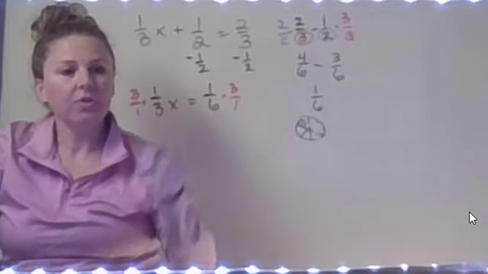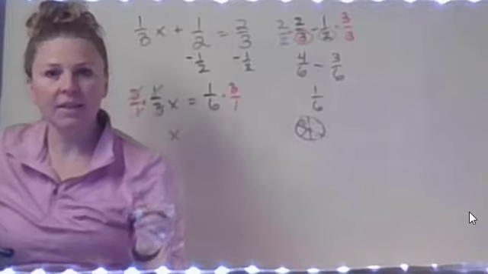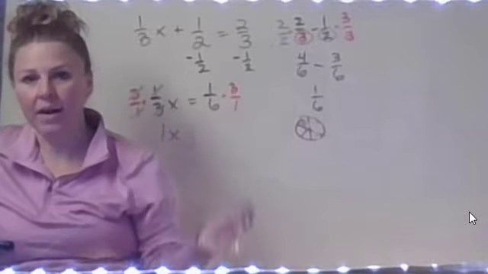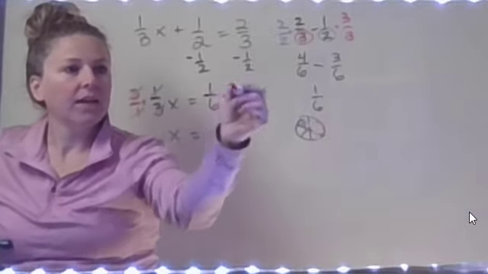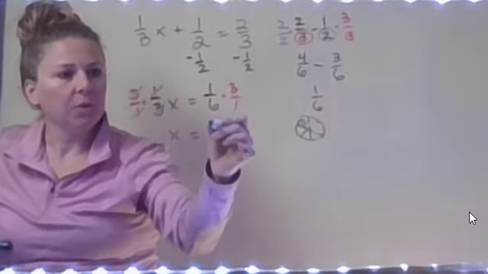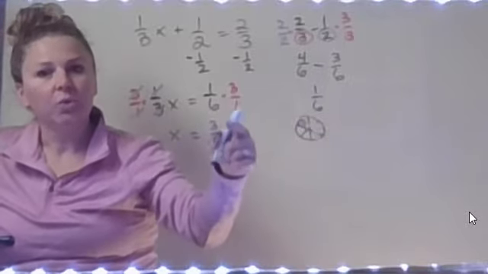So now the 3's cancel, the 1's cancel. On the left we have an x. That's the same as a 1x. If you want to have the 1x, great. If you don't, great. And over here on the right, 1 over 6 times 3 over 1 is 3 over 6. So we're going to reduce that.